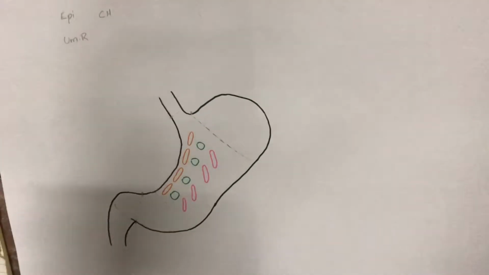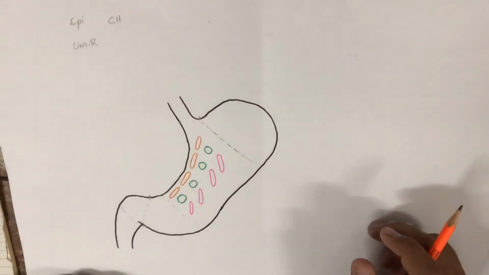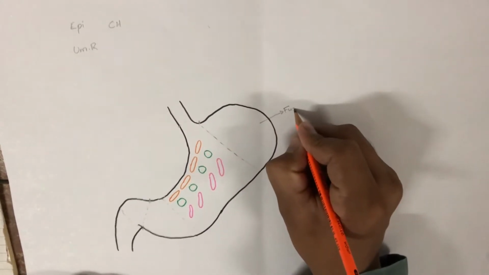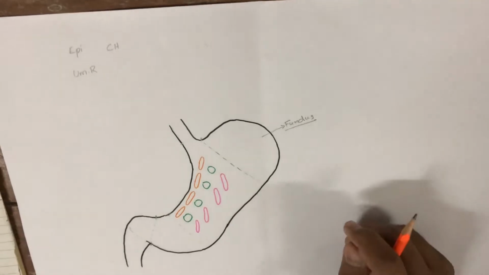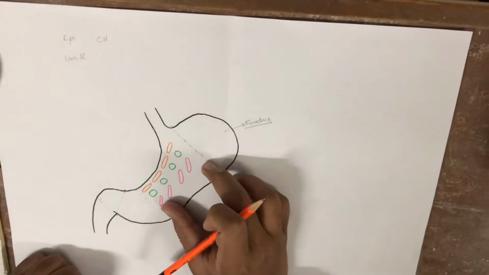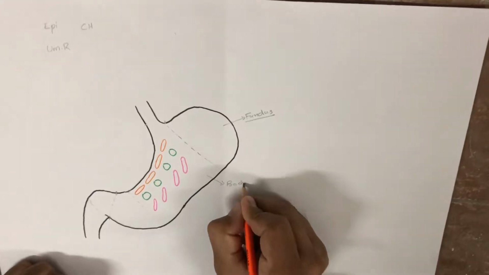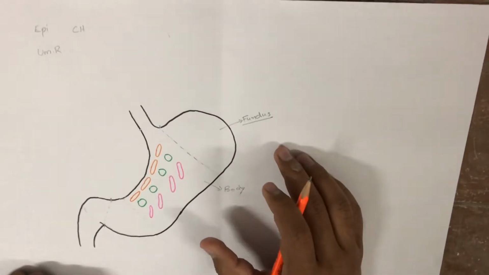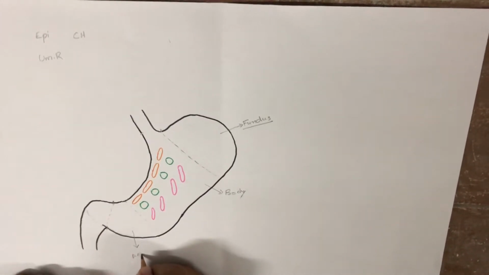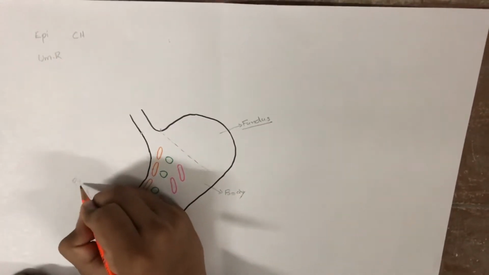Now we are going to talk about the parts of the stomach. Stomach has four parts. The first is the fundus. The second part is called the body of the stomach. Now the third part is here, it is called the antrum of the stomach. And the fourth and final part is called the pyloric part.